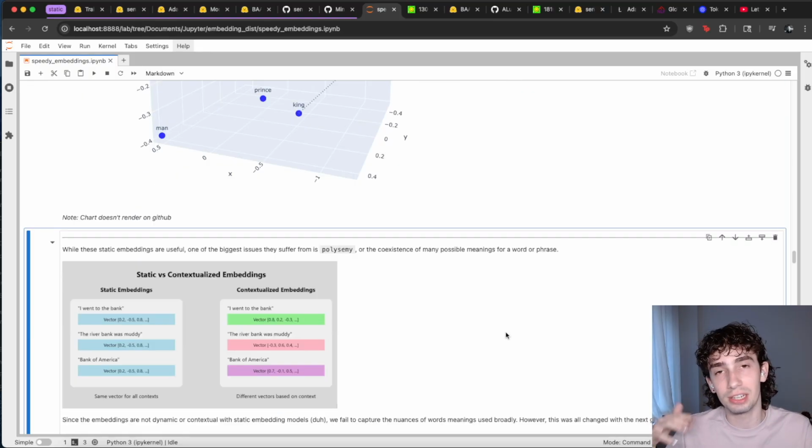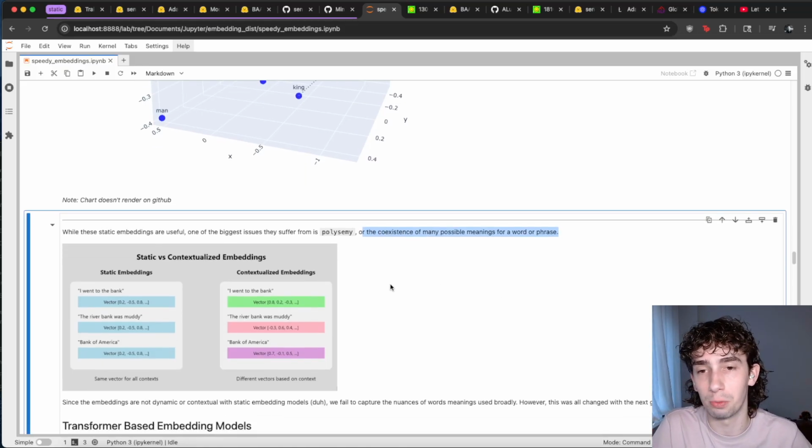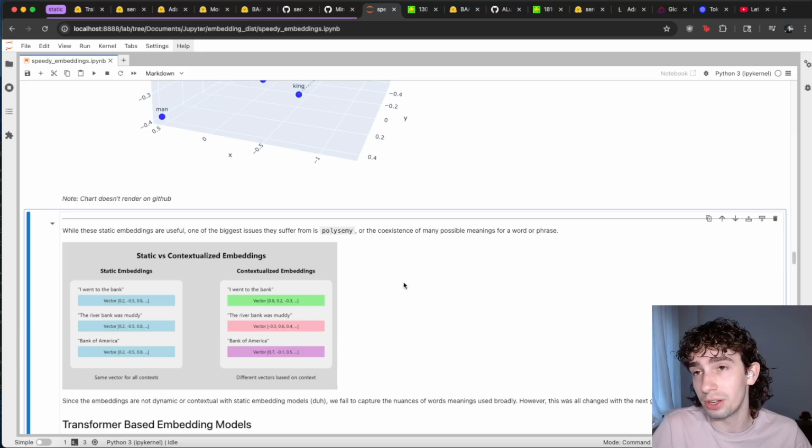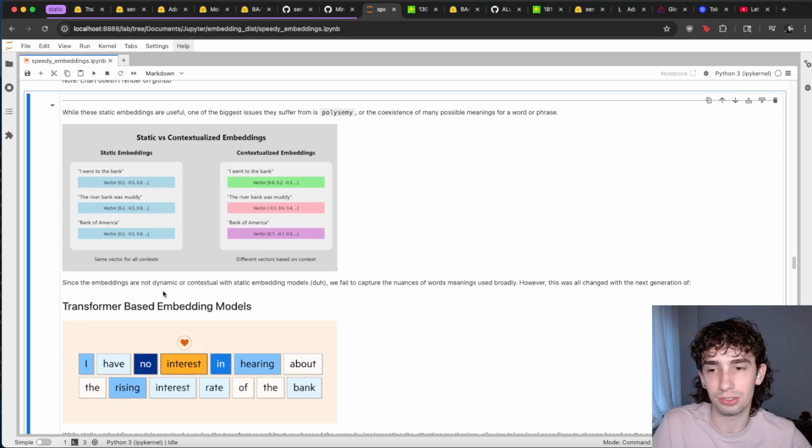But now that we have an understanding of static embedding models and how they work, almost like lookup tables that then get pooled together to create one final encoded representation, one of the biggest issues you might see is that each of the individual learned embeddings for each of the words is, of course, static, which means that they suffer from word polysemy, or the coexistence of many possible meanings for a word or phrase.